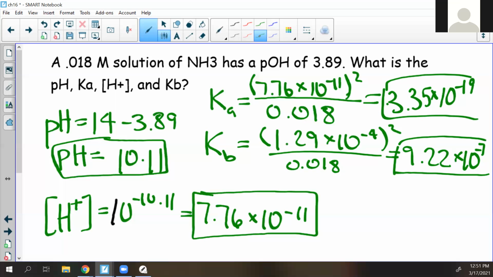Okay, we agree with most of those. Bennett? Where'd you get that number? I don't know. I just wrote it down. I think it's the POH. Wait. No. So that's the concentration of OH. So that's the 10 to the negative 3.89. Should I? Yeah.